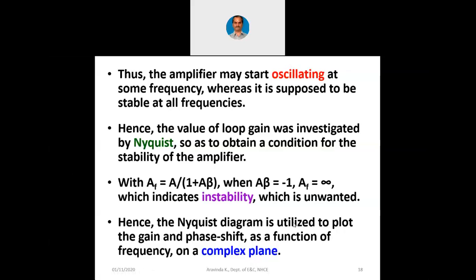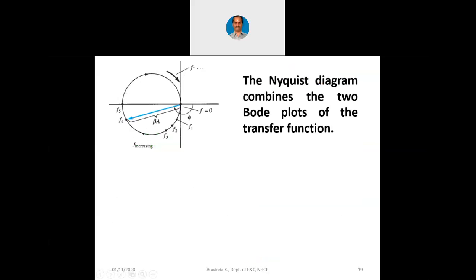Now the Nyquist diagram is a plot of the gain curve as well as the phase curve with respect to frequency on a complex plane. Let us see that curve in the next slide. Now this is that particular curve. You can see the x-axis is the real axis and the y-axis is the imaginary axis. Now this is a complex plane. Even though it is not indicated, you will have to visualize it this way here.